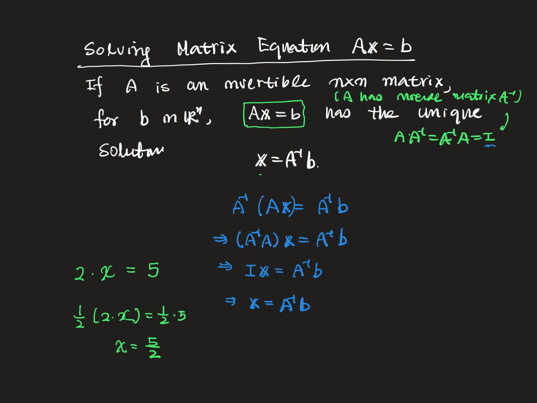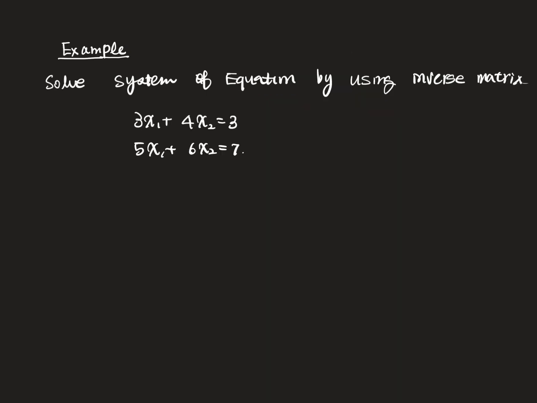Okay, let's do one example. Solve the system of equations using the inverse matrix this time. How many different ways can we solve a system of equations? Row operations, vector equation, matrix equation. That's what we studied in the previous chapter. Now we want to use the inverse matrix to solve the system of equations.